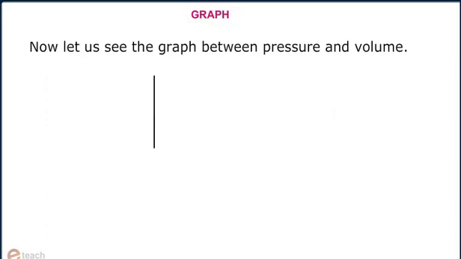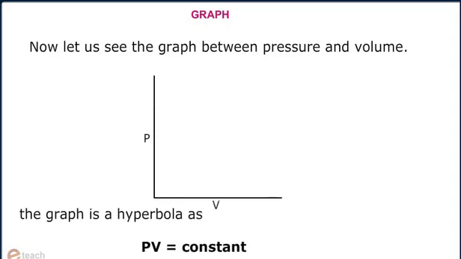Now let us see the graph between pressure and volume. The graph is a hyperbola as PV equals constant.